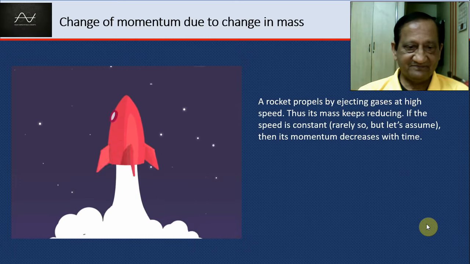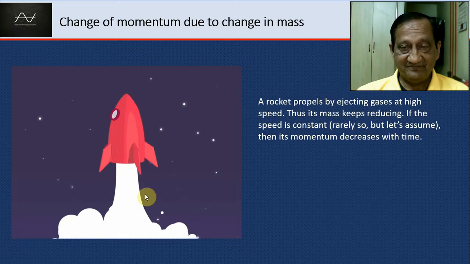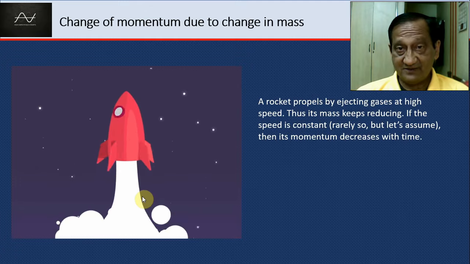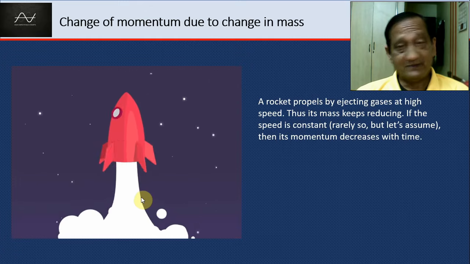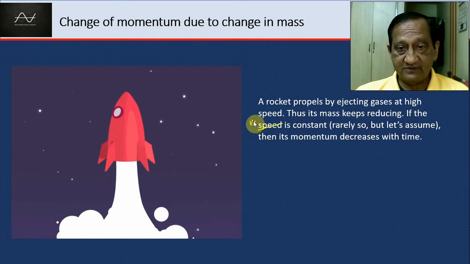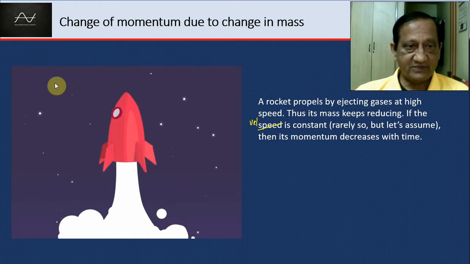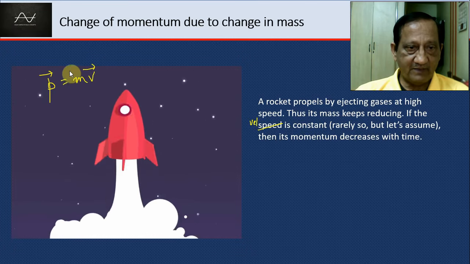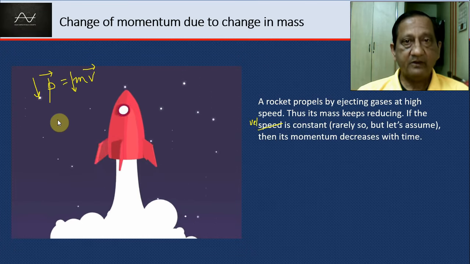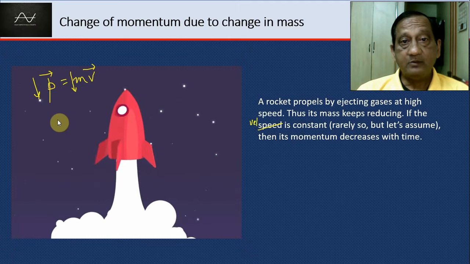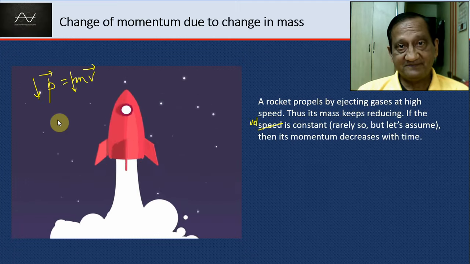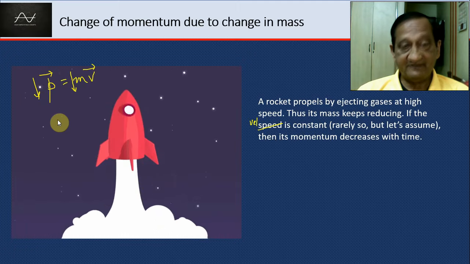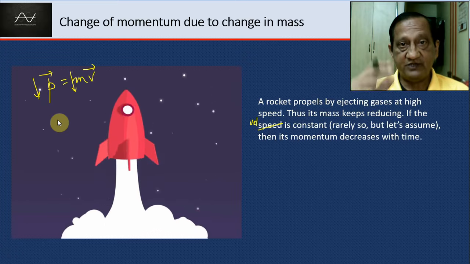Consider a rocket. The mass is reducing, right? Suppose I take a case, it is rarely so, but let's assume that the velocity is constant. Mass is not constant. Remember, momentum is equal to mass into velocity. I'm assuming velocity is constant, but mass is reducing, so momentum is reducing. Momentum is changing. There must be a force on it. And that force must be negative, opposite to the velocity. Because m is reducing means delta m is negative.